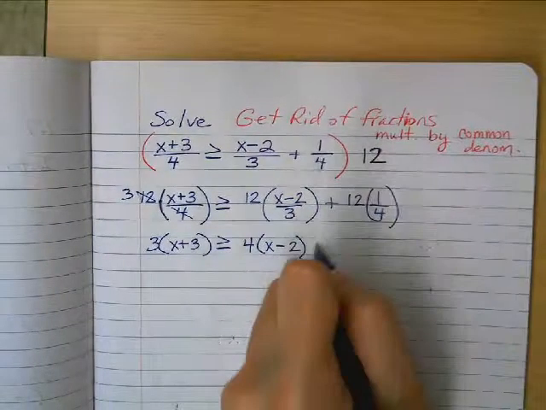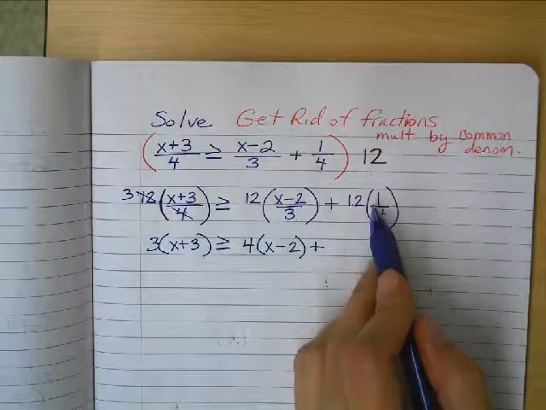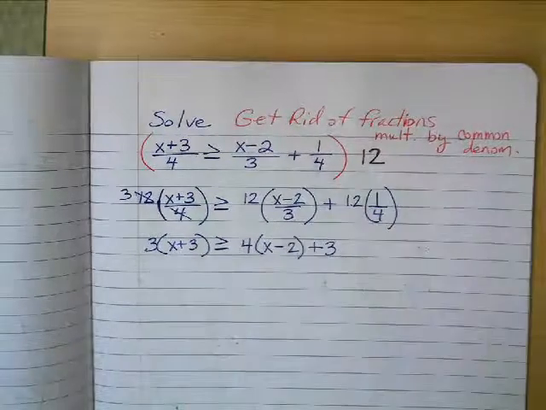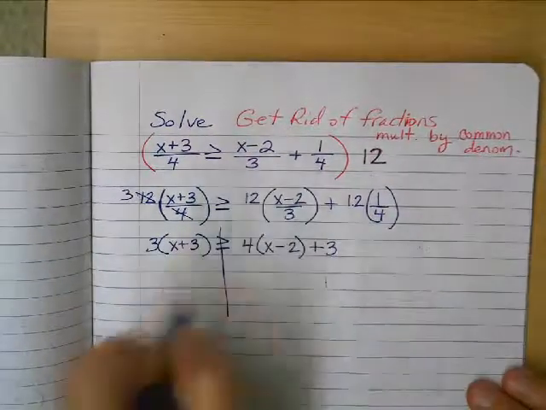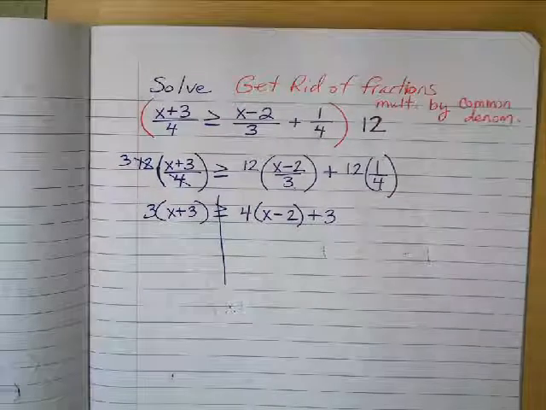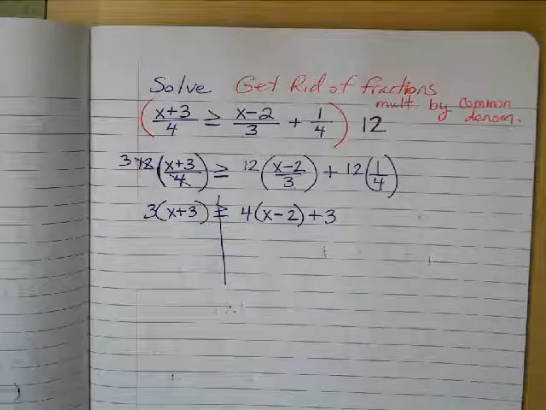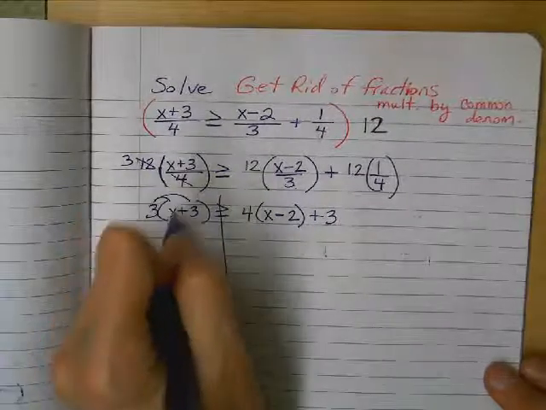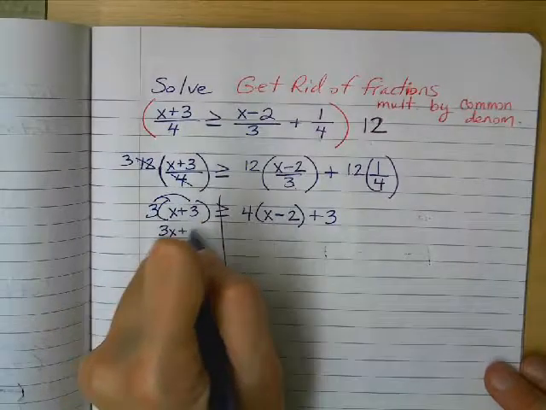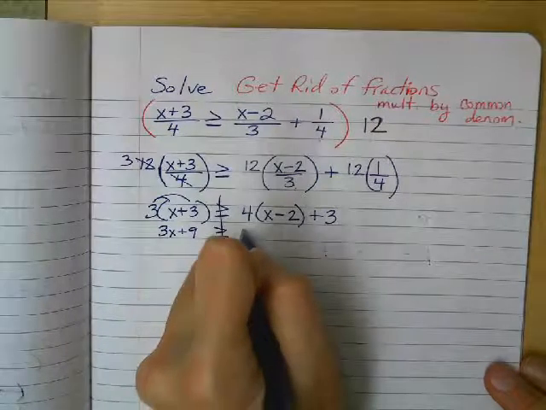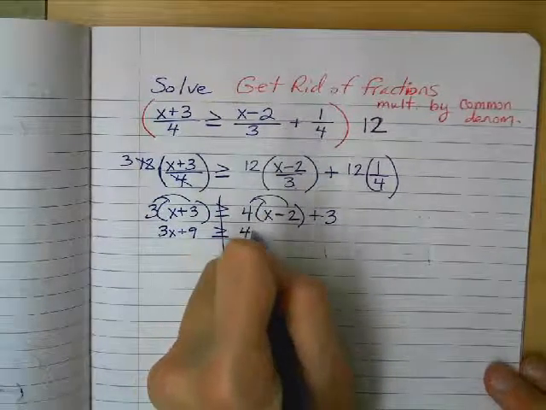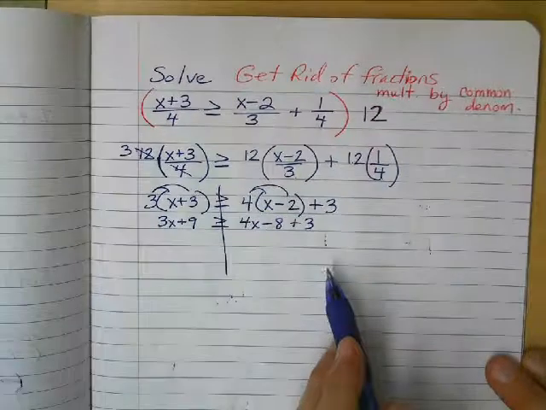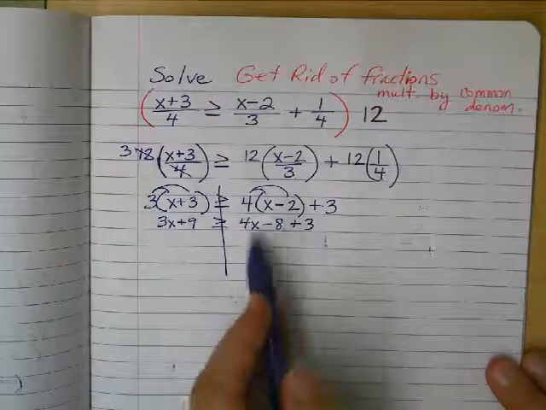And then last, what's 12 times 1/4? 3. Yep. See, now all the fractions are gone. Now you have more of a normal problem. No more fractions, and you should be able to do that problem. So I'll keep going quick. This would be 3x plus 9. Distribute. This would be 4x minus 8. Because you have to distribute the 4 on this side.